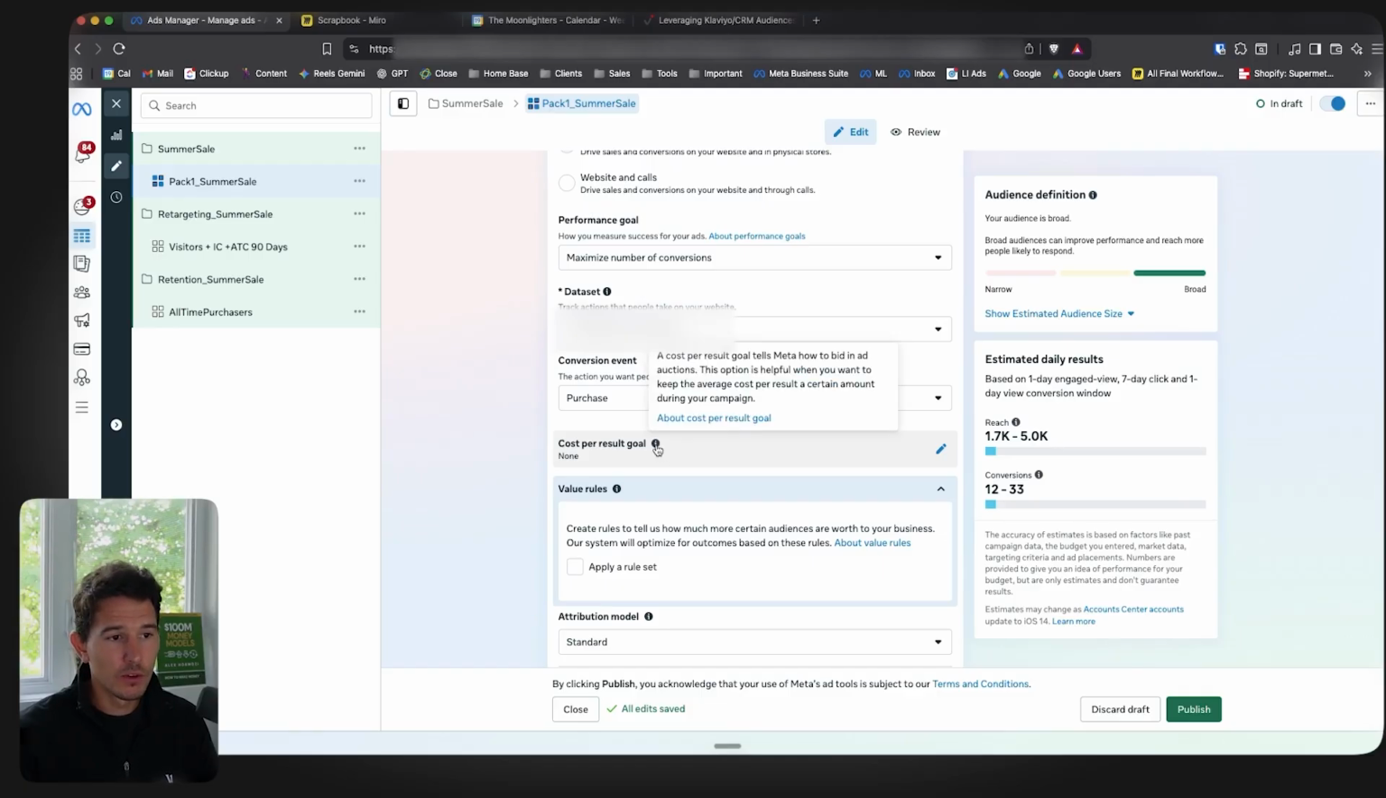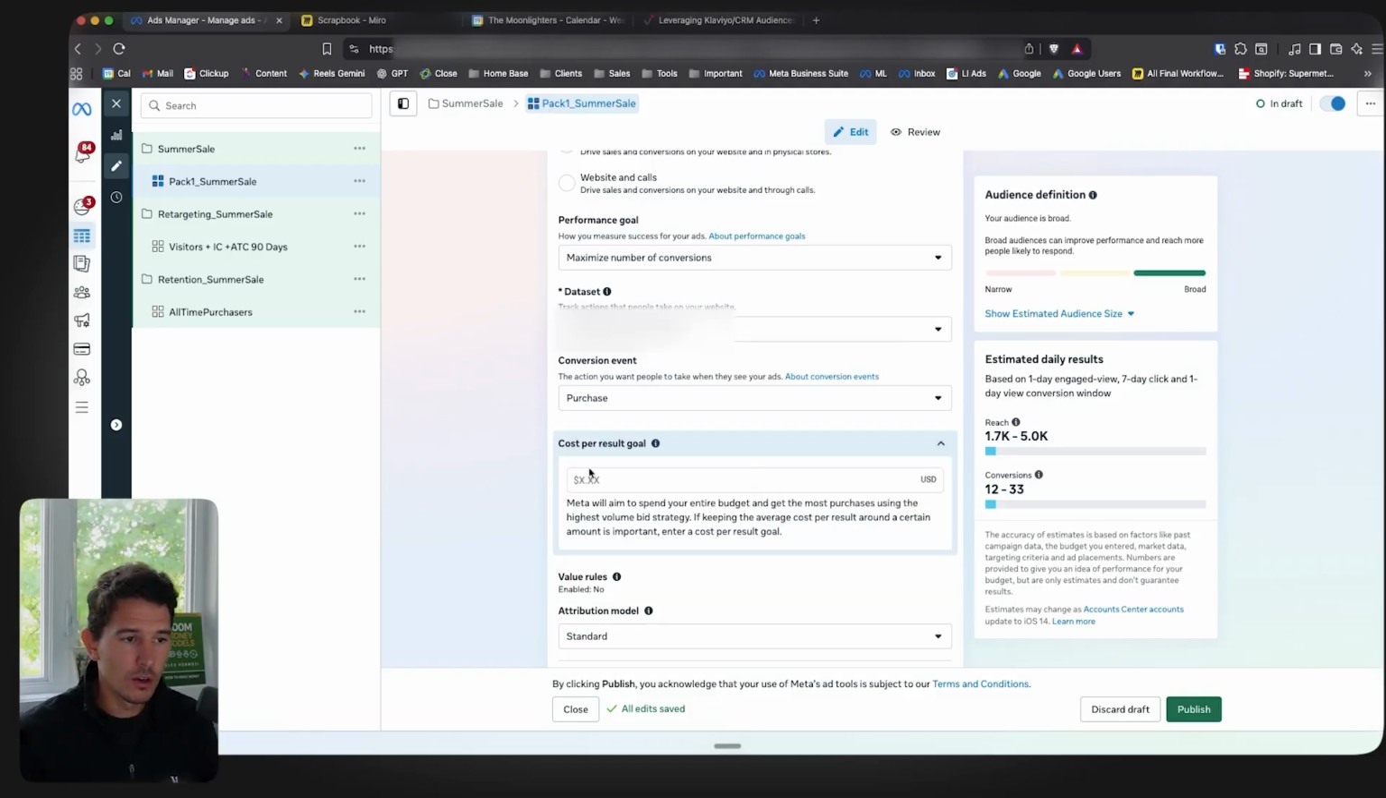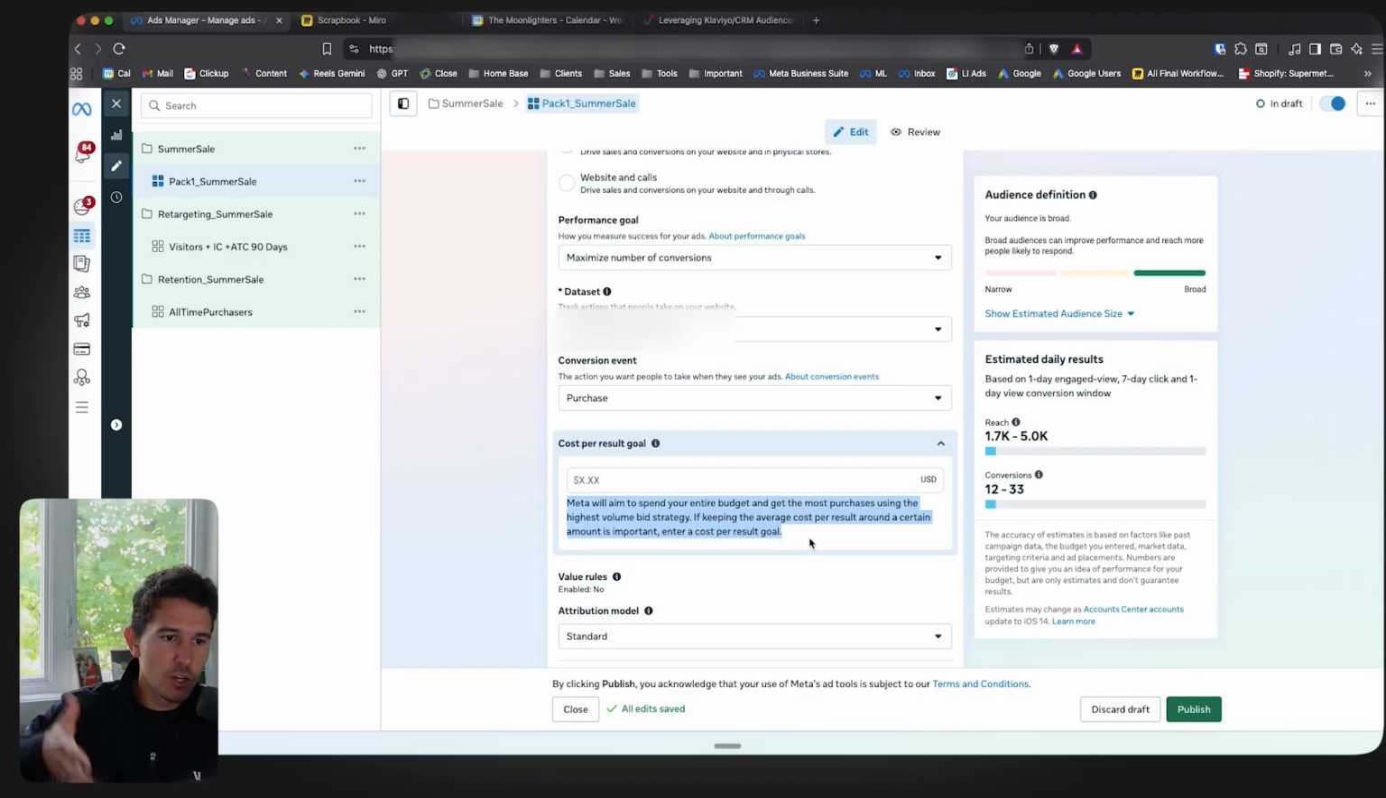So, if we hover over, or really just click our cost per result goal, which is the new version of a cost cap, in all our ad sets that are running maximized number of conversions, there's a very simple label here. It says Meta will aim to spend your entire budget and get the most purchases using the highest volume bid strategy, period. If keeping the average cost per result around a certain amount is important, enter a cost per result goal. I think just about everyone agrees that keeping your cost per result at around a certain amount is important. Like, I think that's pretty much valid for every single person.